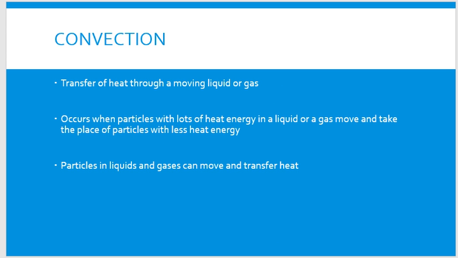Okay, then we have convection, which is the transfer of heat through a moving liquid or gas. So it occurs when particles with lots of heat energy in liquid or gas move and take the place of particles with less heat energy. So you've heard before that hot air rises. So this is because the hot air has a lower density and it can rise up, and it will push down the colder air with a higher density towards the ground. Okay, so particles in a liquid and gas can move and transfer heat. In a solid, they're not able to do that.